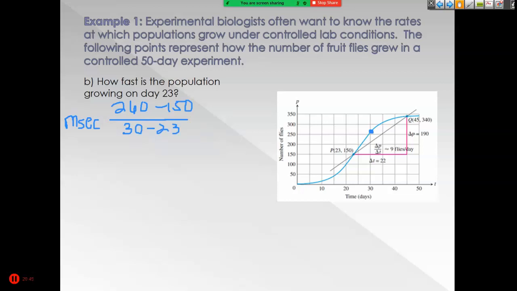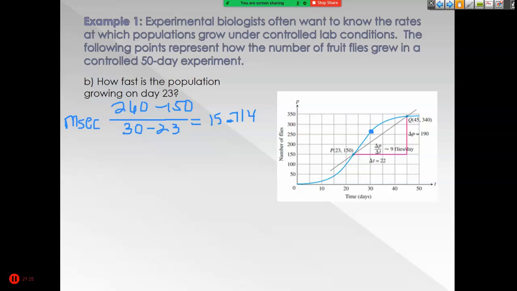So we have 260 to 30. So 260 minus 150 divided by a change in 7 gives 15.714. So we can see that that average rate of change is almost double the rate of change previously. So what that tells us is that the growth in the flies over that 7-day period was much greater than the rate of change over the 22-day period.